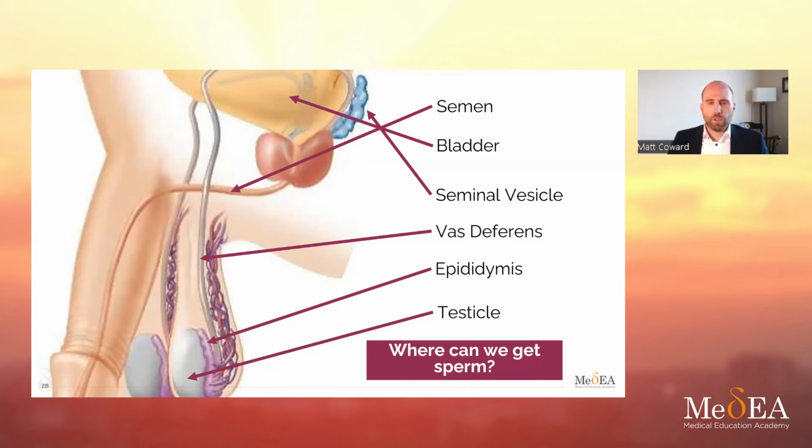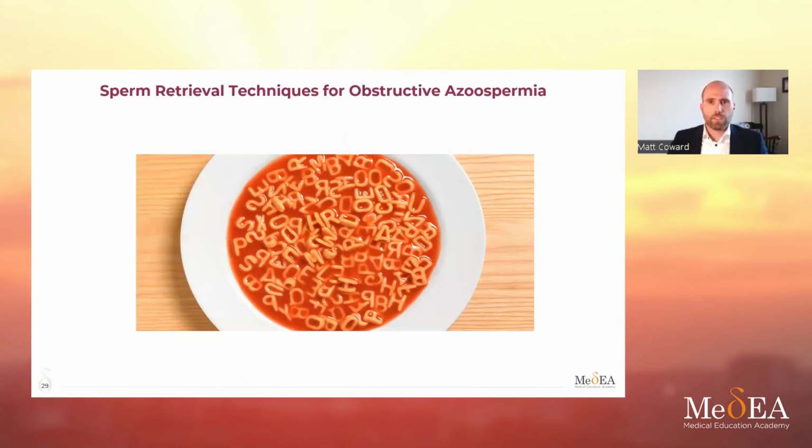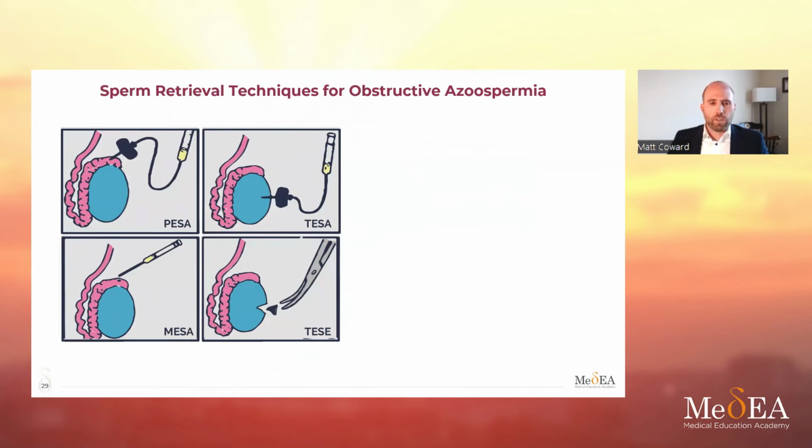In the next few slides, I'm going to go through the different sperm retrieval techniques. First, we'll start with the techniques that are available for obstructive azoospermia. These techniques are alphabet soup. They're all four-letter acronyms: PESA, TESA, MESA, and TESE. I'll explain what each of these are. First, I'd like to say that any sperm retrieval will work for a patient with obstructive azoospermia. So it really comes down to getting optimal sperm, and that depends on many factors.